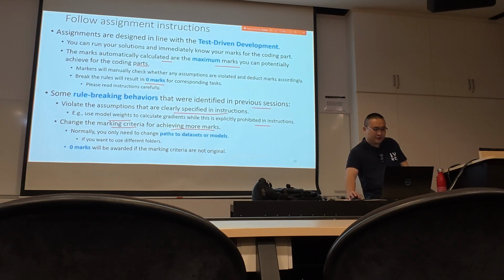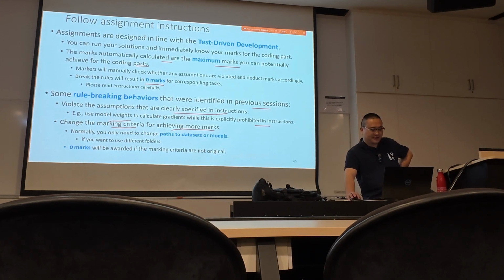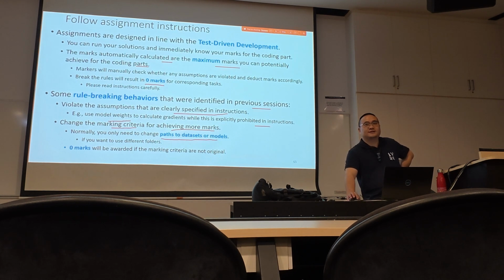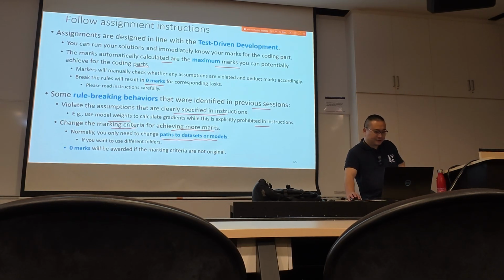Normally, besides your solution, if you change the code in the notebook, you only need to change the path to data science models if you are using a different setup. That's the normal place you want to change. So 0 marks will be awarded if the marking criteria are not original.